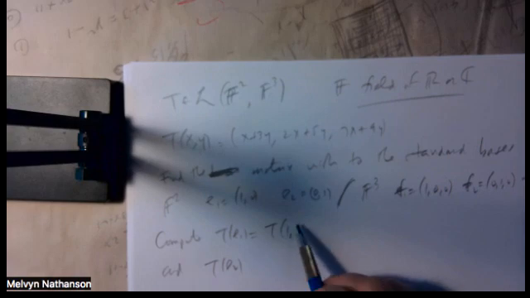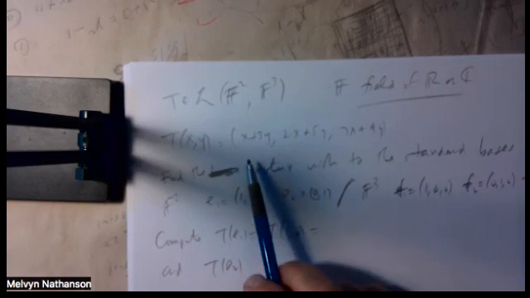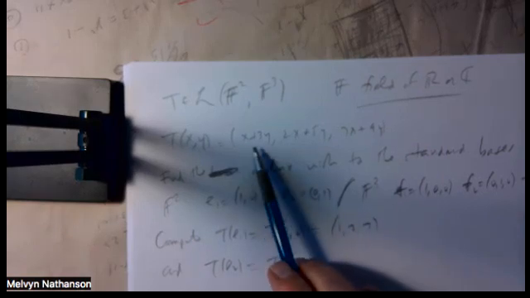So to find the matrix, we have to compute T of E1 and T of E2. T of E1 is T of the vector (1, 0). What is T of (1, 0)? You let x equal 1 and y equal 0. When x is 1 and y is 0, you get (1, 2, 7). E2 is the vector (0, 1). When x is 0 and y is 1, you get (3, 5, 9).